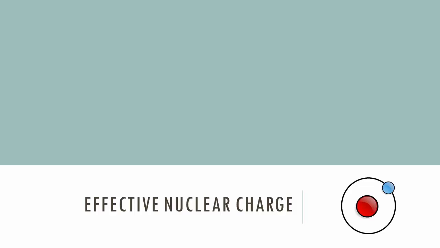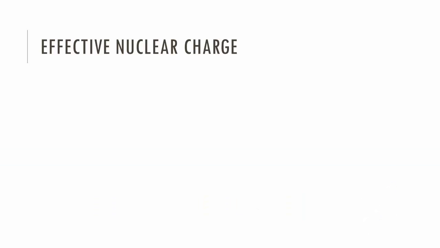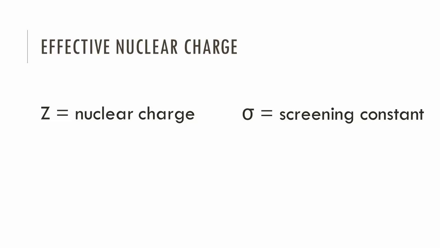Effective nuclear charge. To find the effective nuclear charge of an atom or ion, two variables are important. These variables are Z, the nuclear charge or number of protons, and sigma, which is the screen constant. We use these two variables in the following formula in order to calculate the effective nuclear charge, Z effective.